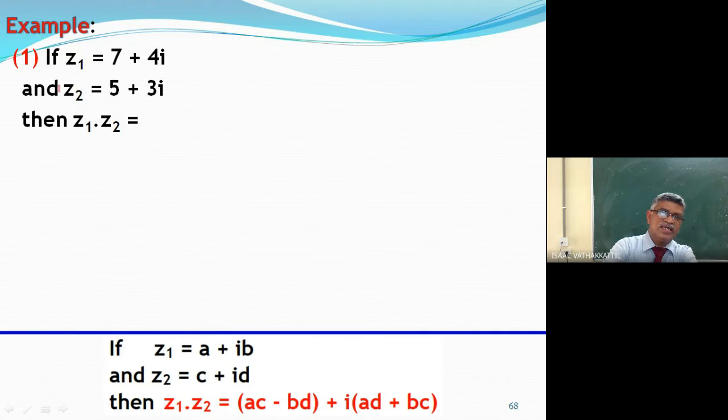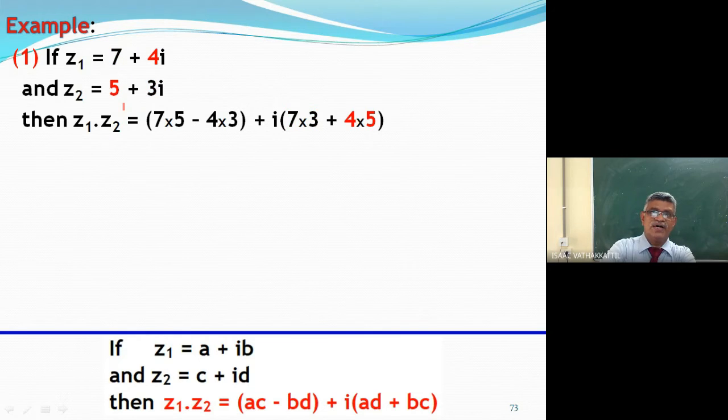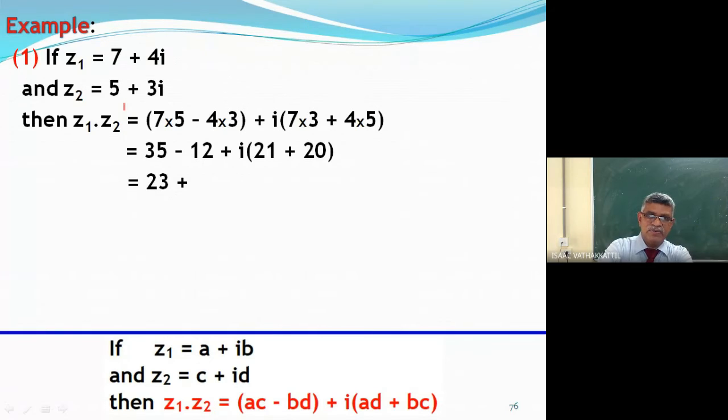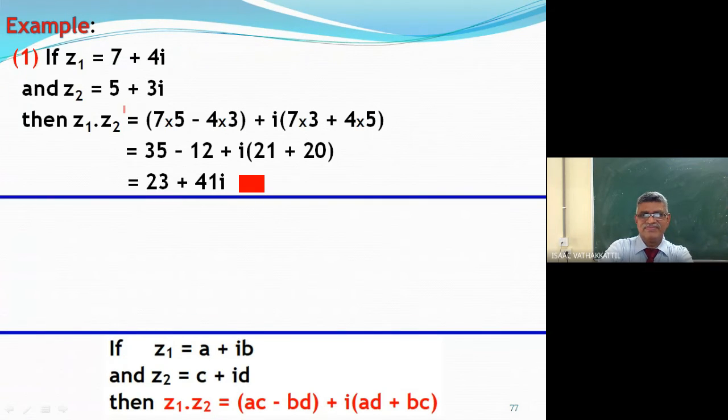AC minus BD. What is AC minus BD here? 7 into 5 minus 4 into 3. Plus i into AD plus BC. Look at 7 into 3, 21, plus BC, 4 into 5, 20. So what is that? 35 minus 12 plus i into 21 plus 20. That is 23 plus 41i. Very important point, today's main point: how to multiply two complex numbers.